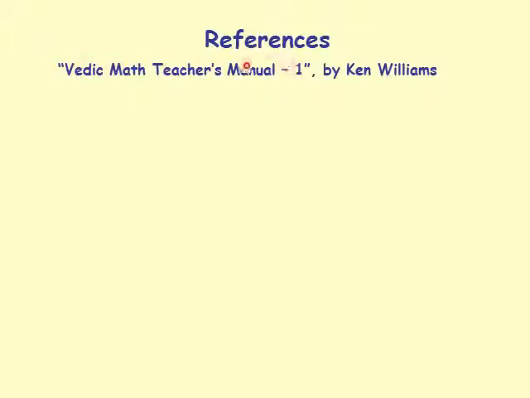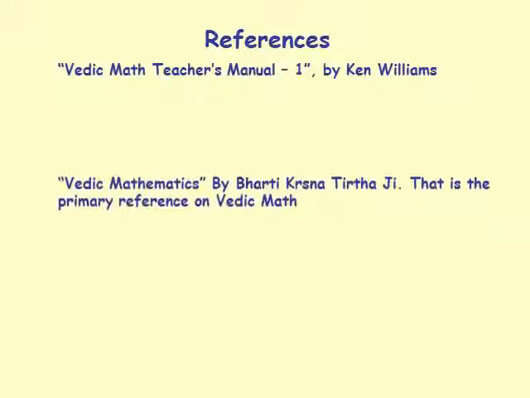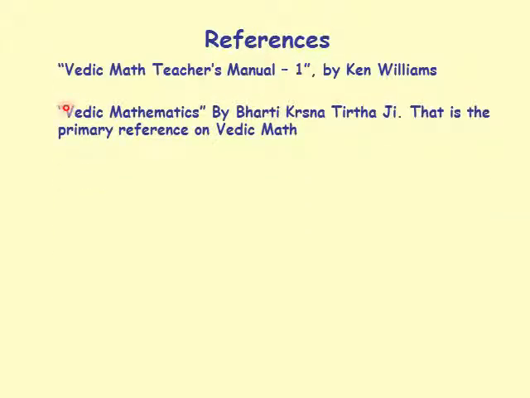Let's look at references here. First reference is Vedic Math Teacher's Manual, Volume 1. This is the Elementary Teacher's Volume, by Ken Williams, and you can find it at vedicmaths.org. PDF form is available for free, and print form you can purchase. Second reference listed is the common reference, the primary reference, Vedic Mathematics by Bharati Krishna Tirthaji, and that is the primary reference on Vedic math. Tirthaji is the founder of Vedic math.